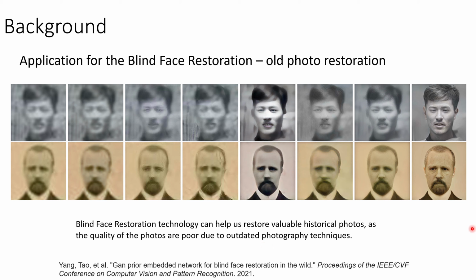In this example, we see that these two men's faces are very blurred and we cannot see their faces clearly. And after face restoration, we can see their faces very clearly. And I assume these two are some historic figures.